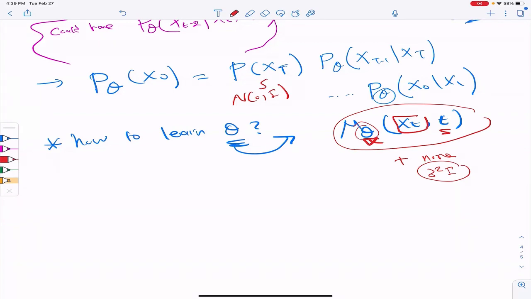Okay, so how would you learn? What would be your approach? And please don't disappoint me, all of you. What would be the approach to learn theta from your data?